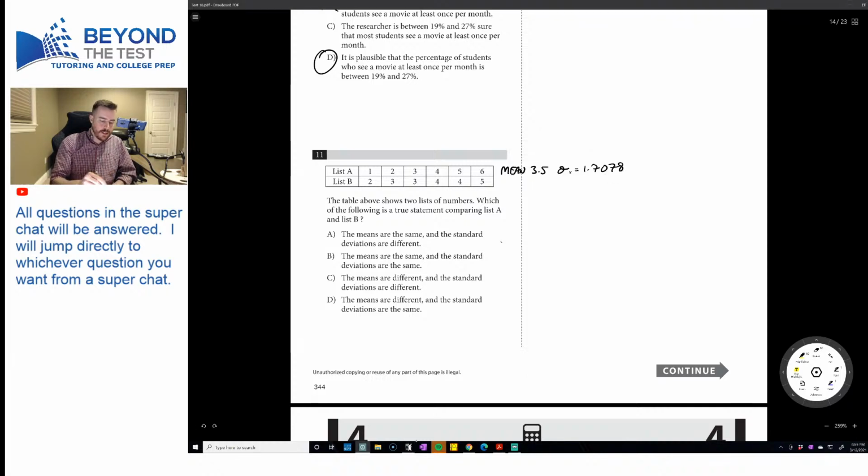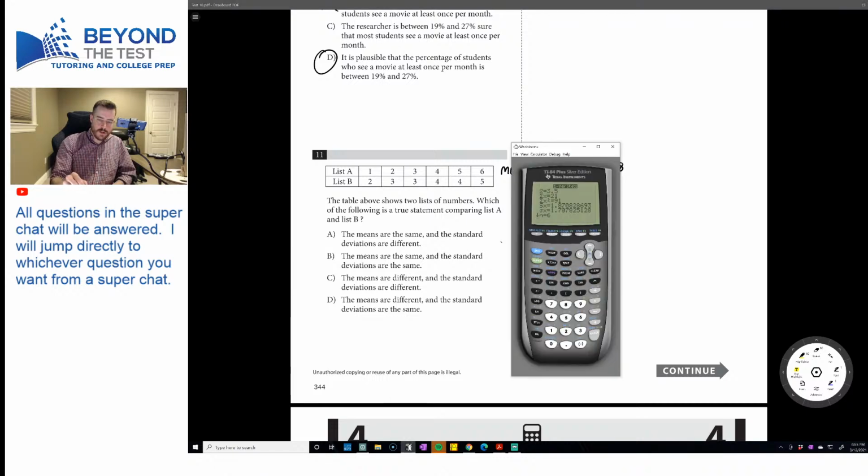Okay, so then let's look at list B. Let's do the same thing here. So I'm going to go back into stat. I'm going to go to edit, and I'm going to type in my new list here. So the next one here is 2, 3, 3, 4, 4, 5. Okay, then we're going to go to stat calc, and we'll click on our 1-var stats again and do the same thing. We'll just calculate it.